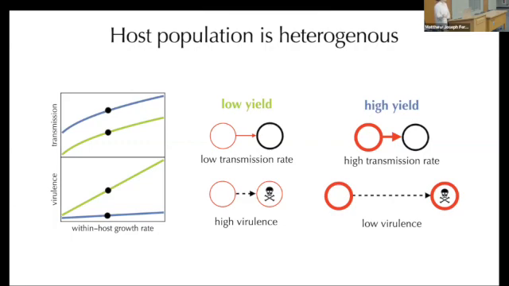In the model, transmission and virulence are both functions of the within host growth rate of the parasite. This within host growth rate is what is evolving from the parasite side, changing over time. Both virulence and transmission increase as the within host growth rate increases. The low yield host always has lower transmission than the high yield host, and also always has higher virulence.